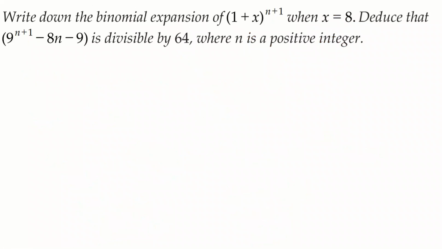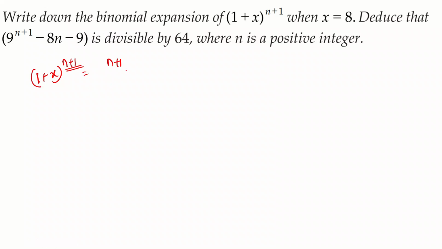Now let's take up another question. Write down the binomial expansion of (1+x)^n, where x is equal to 8. Deduce that this thing is divisible by 64. So let's take it step by step. They are asking us to find out the expansion of (1+x)^(n+1). So instead of n, we are given n+1. No problem. Let's see what do we get.